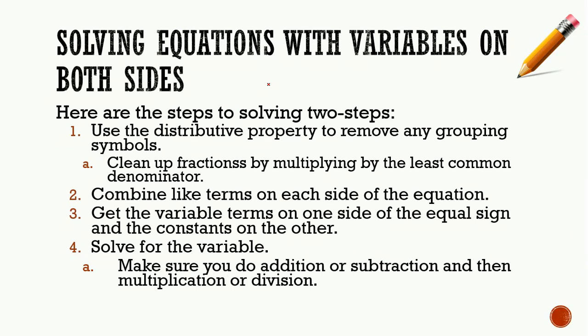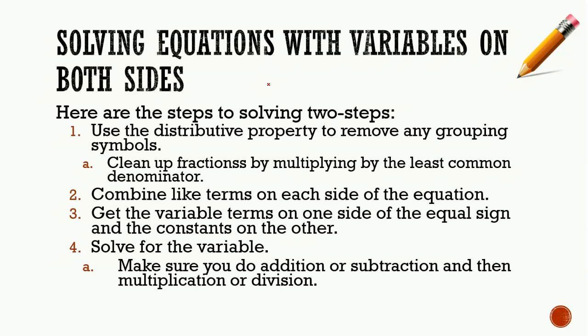What you're going to want to do is use the distributive property to remove any grouping symbols, aka parentheses. You're going to clean up your fractions by multiplying by the least common denominator. And then you're going to combine like terms, if you have any. Get the variable terms on one side, constants on the other. Solve for the variable. Do addition or subtraction, then multiplication or division.